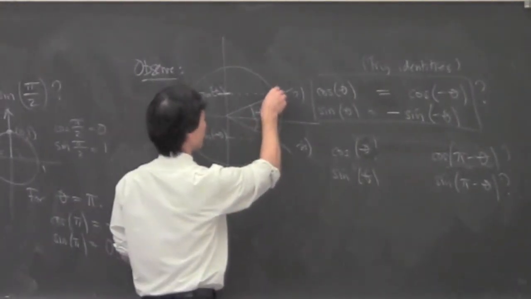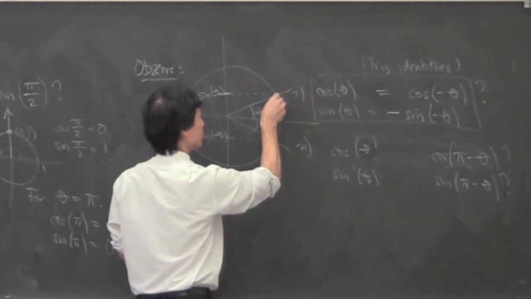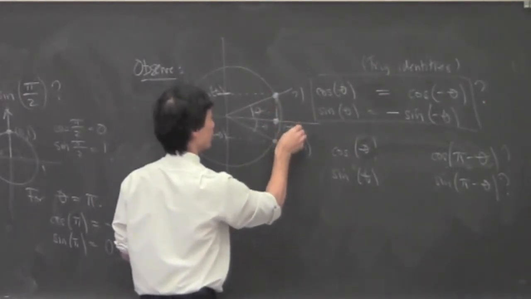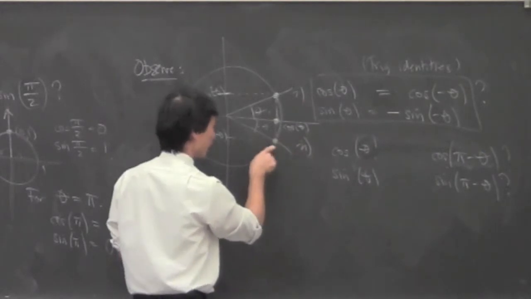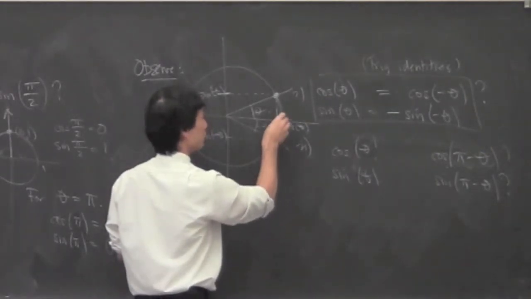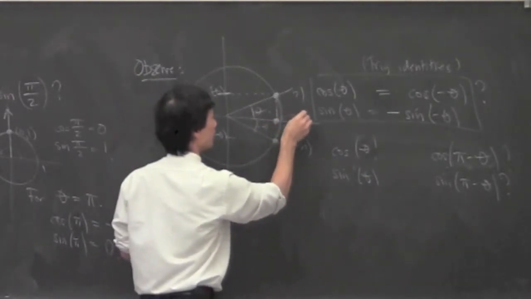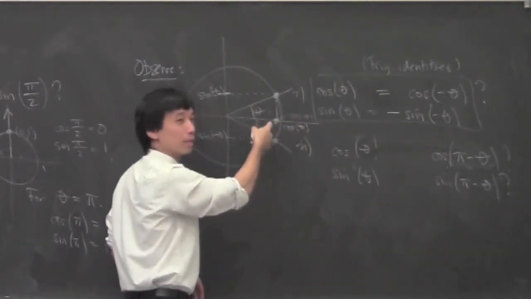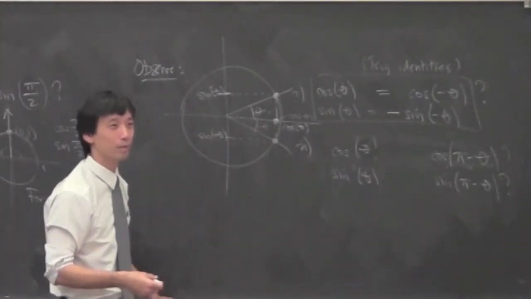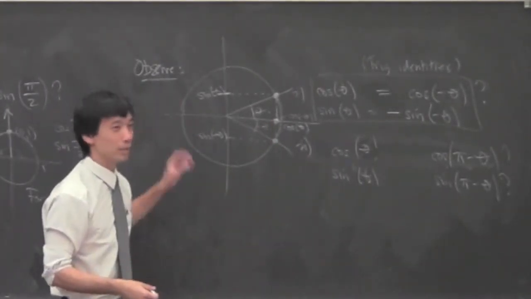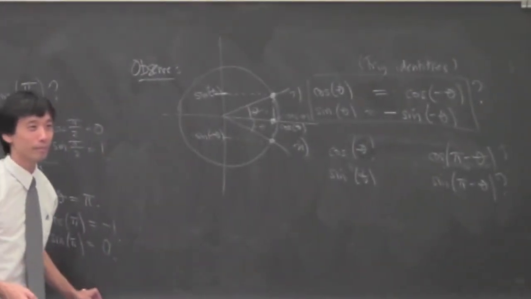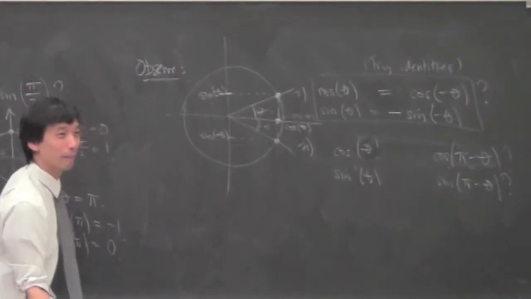Let's go from the cosine. Cosine is the x-coordinate of this point, so this is cosine theta. Cosine of negative theta is the x-coordinate of this point, so this thing is cosine negative theta. And we see that they're the same thing. Cosine is the x, not the y.